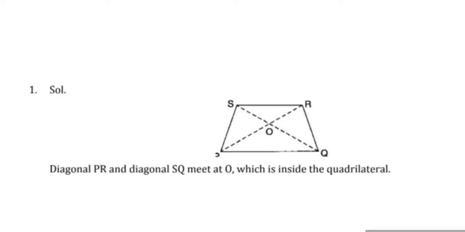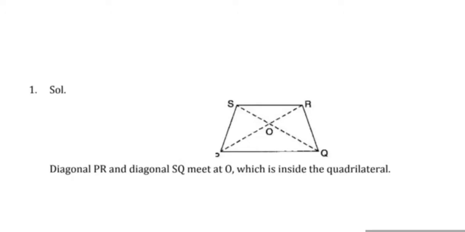Now we have to draw 2 diagonals. So this SQ and PR, these 2 are the diagonals. Both diagonals meet at O, which is inside the quadrilateral.